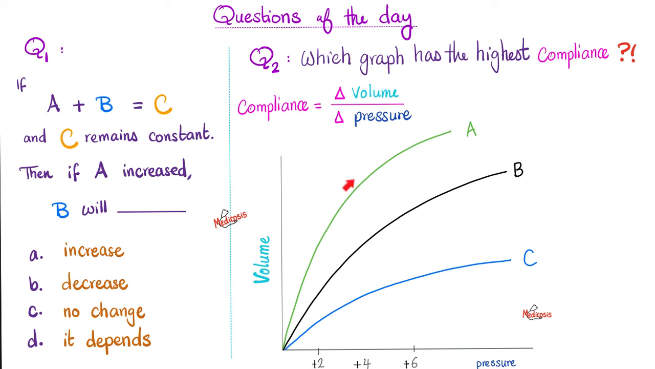Second question, we have three graphs here, A, B, and C. Which one of them has the highest compliance? Knowing that compliance is the change in volume over change in pressure. But I've not studied compliance before. That's the point. You can answer this question without knowing what compliance is. It's all about concepts. Do you understand the concept? Do you know how to read a graph?